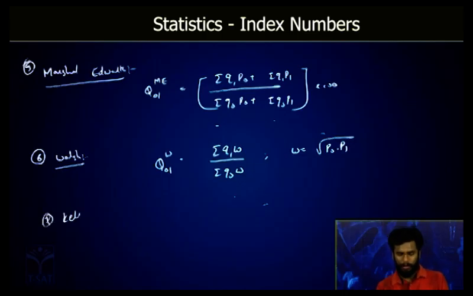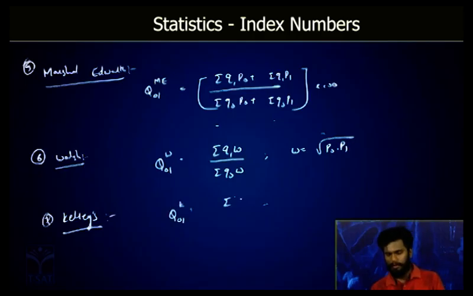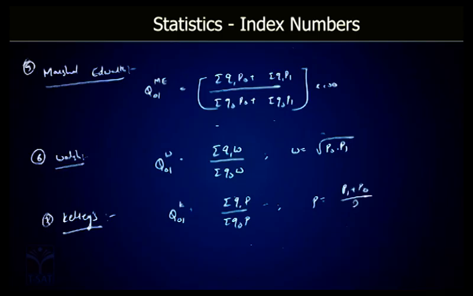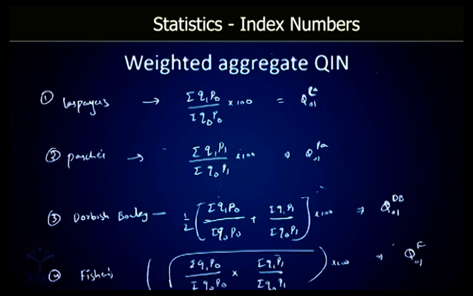Seventh one, Kelly's quantity index number. It is denoted by Q01 K, and it is given by summation Q1 into P divided by summation Q0 into P, where this P is the arithmetic mean of P1 and P0. So these are the weighted quantity index numbers. The formulas which I have discussed till now are very, very important, there is a direct chance of asking questions. He may ask the direct formulas in the examinations.